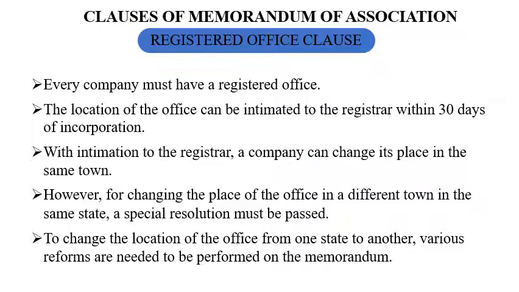Now the next clause is the registered office clause: every company must have a registered office for communication. The location of the office must be intimated to the registrar within 30 days. क्या period दिया है? Within 30 days of the incorporation. Now with intimation to the registrar, a company can change its place in the same town. अगर same town में change करना है तो registrar को सिर्फ intimate करना है.